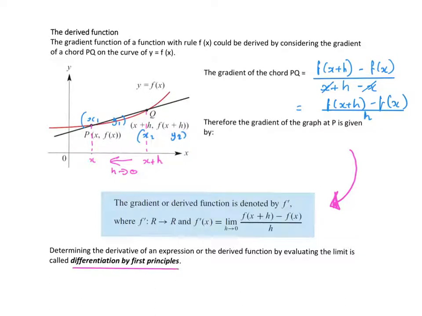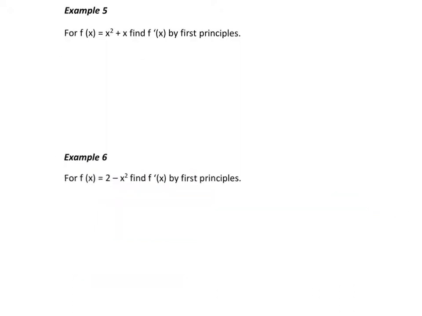By first principles. So it is a long way about finding the gradient at a point, in this case at point P, and it can always be done that way. But this is an extremely important formula: the limit as h tends to 0 of f of x plus h minus f of x over h. And look at the actual notation there, f dash x. f dash x is equal to the derivative or gradient of this function. So let's go through a couple of examples here.